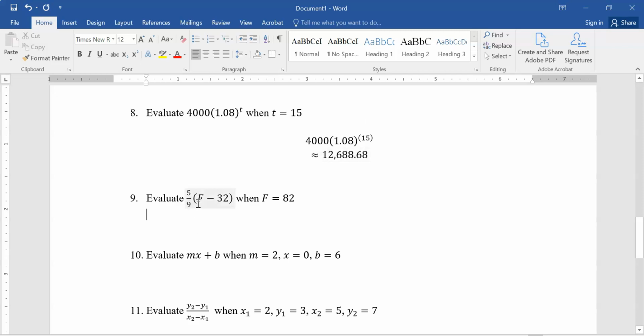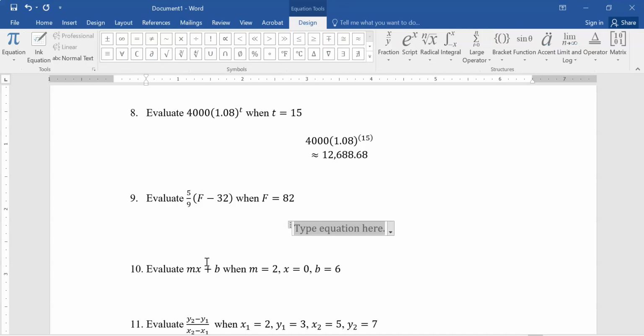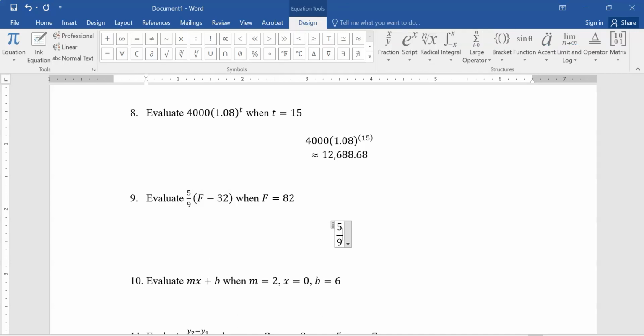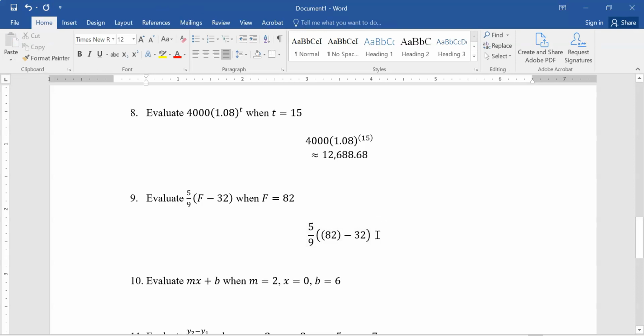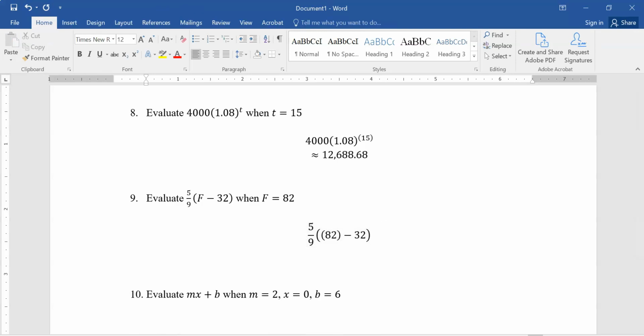All right, here's another one. 5/9 times (F minus 32). So we're going to take 5/9 times (82 minus 32). Order of operations dictates that I have to simplify what's inside the parentheses, in this case the 82 minus 32 first, and then multiply by 5/9. But again, if you type it in just in this way perfectly into your calculator, or another equivalent way, you can still get the right answer.